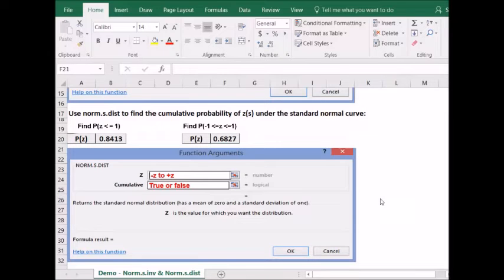This video has demonstrated how to use norm.s.inv to find a z-value given a probability, and how to use norm.s.dist to find a probability given a z-value.